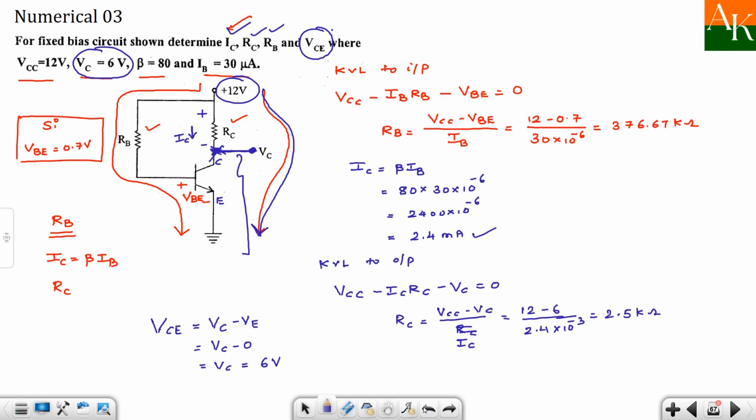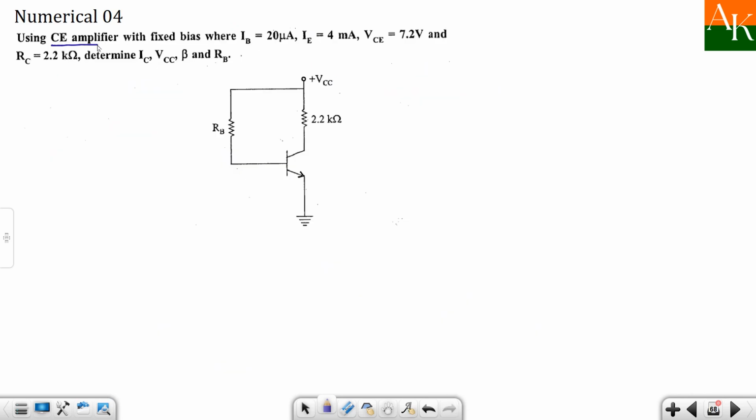Now we'll proceed for the next numerical. Using CE amplifier with fixed bias, of course a fixed bias ka circuit hai, IB is given to you, IE is mentioned, VCE diya hai, and VCE they have mentioned, that is nothing but 7.2 V. RC diya gaya hai, you have to calculate IC. So ye type ke numerical mein IE diya gaya hai, IB diya gaya hai, so you can easily calculate this first of all RB over here, but I will calculate the collector current.